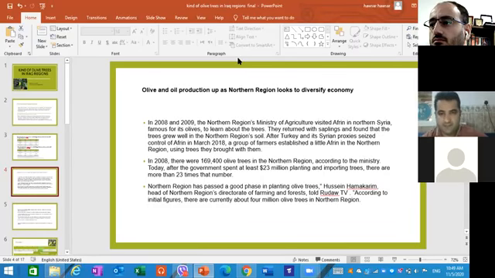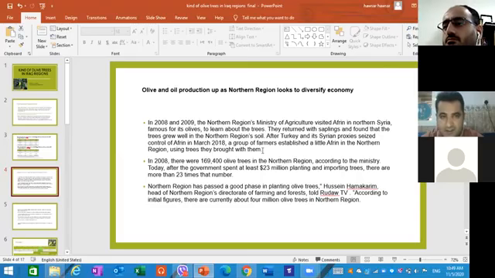After that, we found it is good. We can bring olive trees from Syria to Iraq. And after that, in 2008, nearly 400 olive trees in the northern region, according to the ministry. About 23 million planting and importing trees from Syria to Iraq, to northern Iraq.